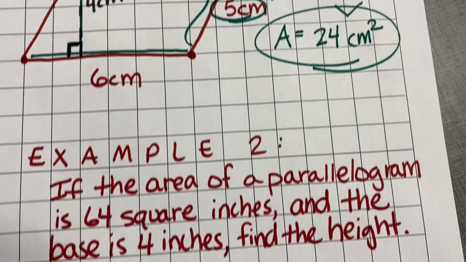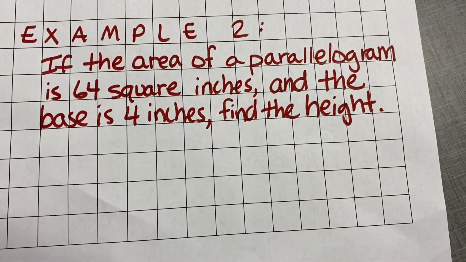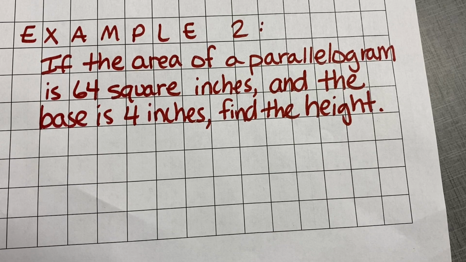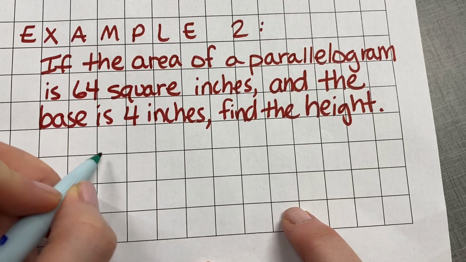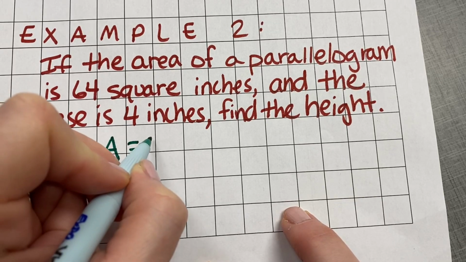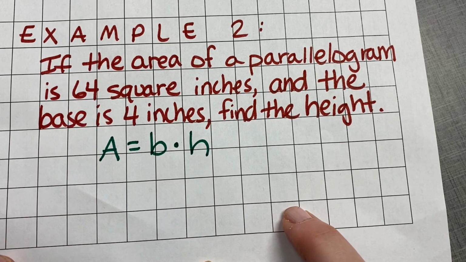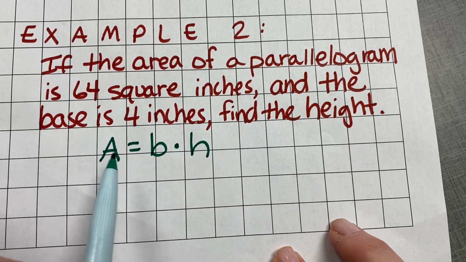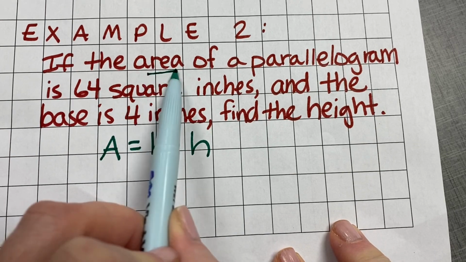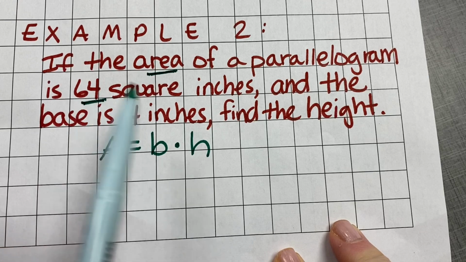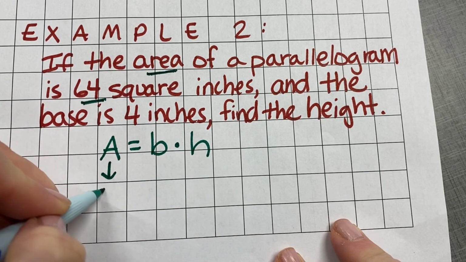Okay, final example, example 2. It says, if the area of a parallelogram is 64 square inches and the base is 4 inches, find the height. So no picture is drawn, but I do know they're talking about area of a parallelogram. So the first thing I'm going to do is write down my formula, area equals base times height. And I'm going to fill in the numbers for the letters that I know. First they tell me that the area is 64 square inches. So where the area is, I'm going to put 64.